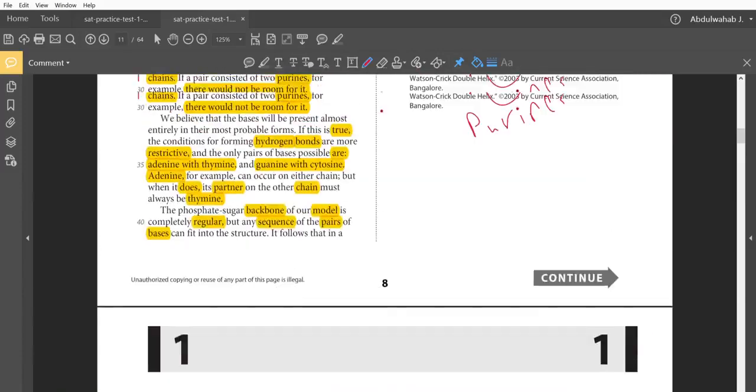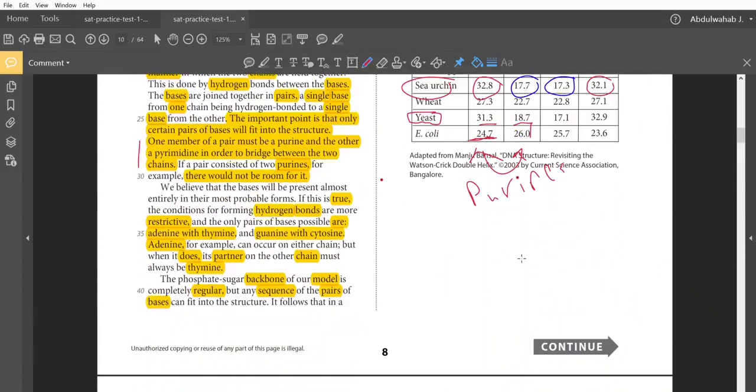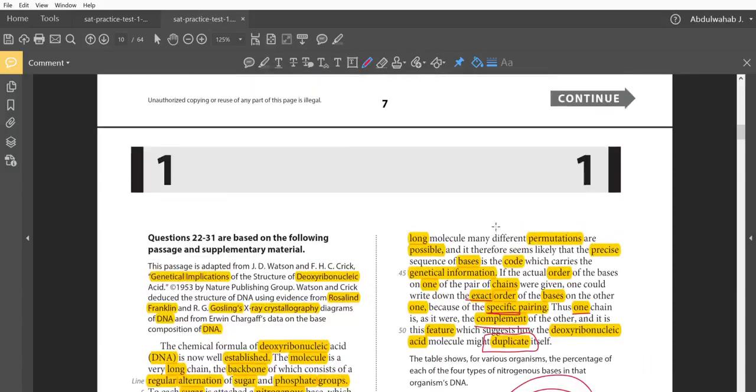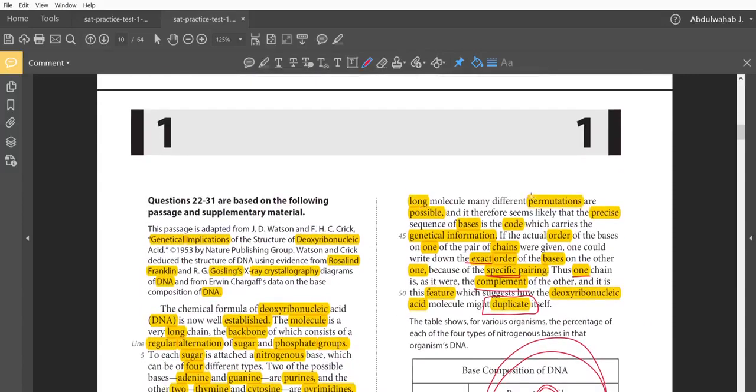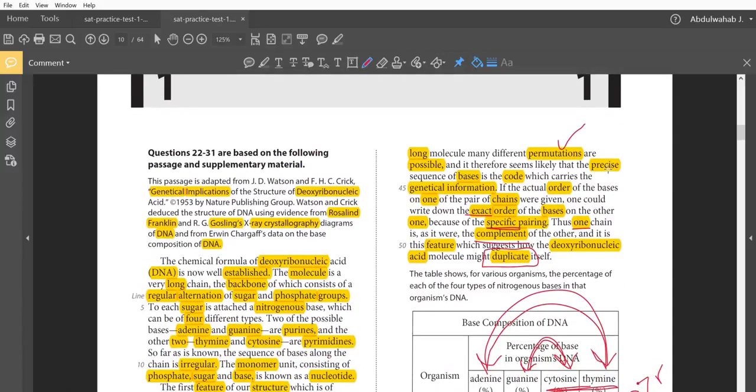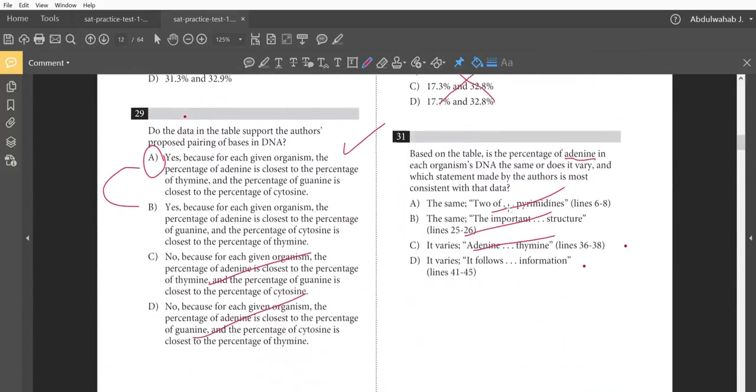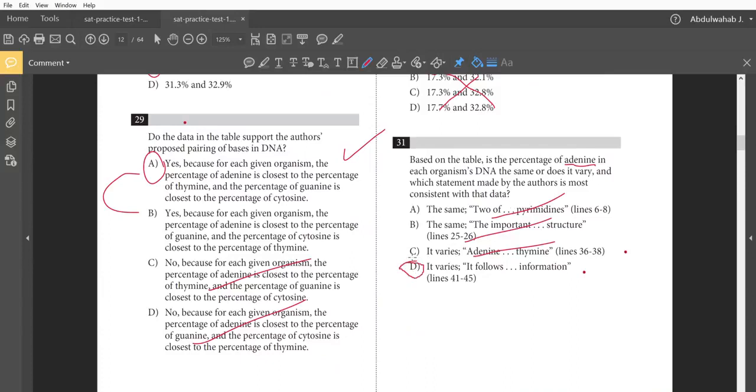Lines 41 to 45, I'm just going to make sure. Here they said it follows that in a long molecule, many different permutations are possible. So you could have any kind of repetition. You could have a lot of adenine or a lot of guanine or whatever, and they could be in any order, as long as the pairs of nitrogenous bases are there, then you're fine. You could have any different number of permutations. It's possible. So D is our answer.